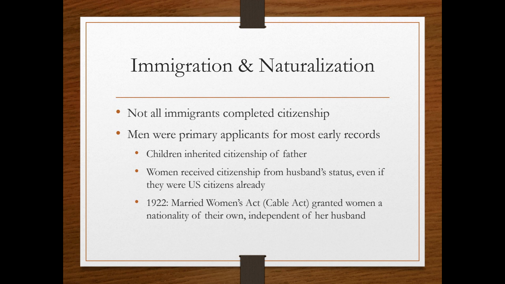It wasn't until 1922 that the Married Women's Act actually granted women a nationality of their own, independent of their husband. And there actually was a time period where women who had lost their citizenship because they had married someone who had immigrated had to actually apply back for their own citizenship. So it's a little interesting sometimes to actually see that.